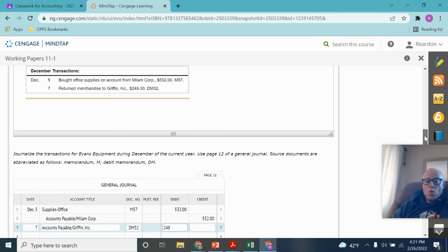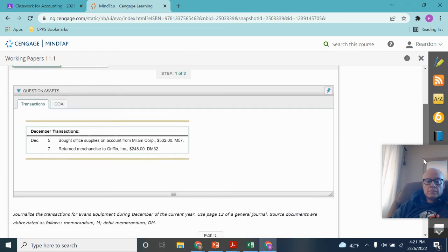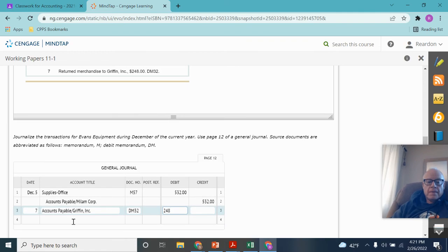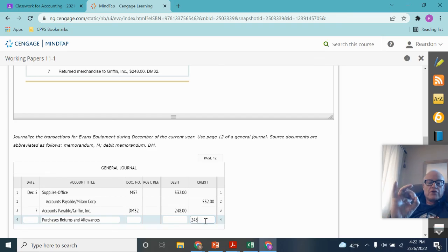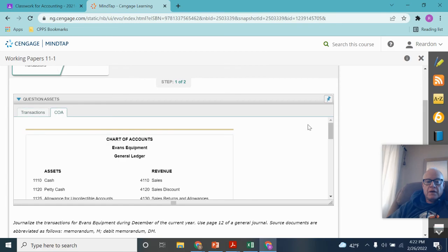Okay. What are we crediting? Well, that's going to be purchases, returns, and allowances. I hope I spell it right there. There we go. Okay. Credit for 248. Again, purchases returns and allowances is a contra or opposite to purchases, which is in our cost of sales area of our chart of accounts, which I should go up here and illustrate really briefly.